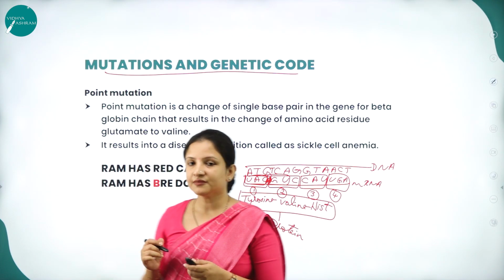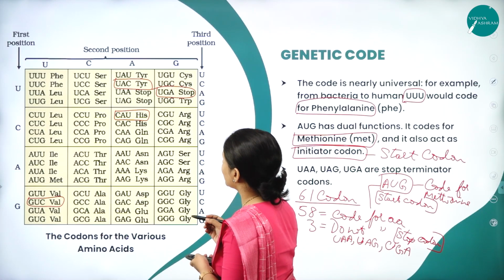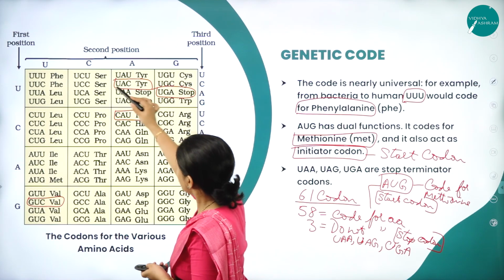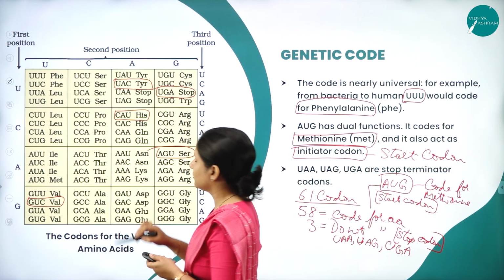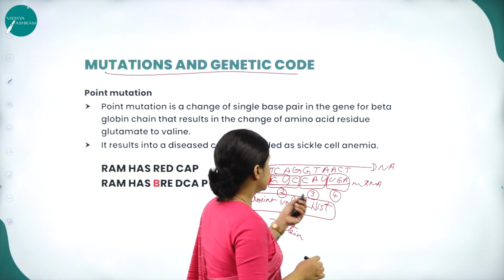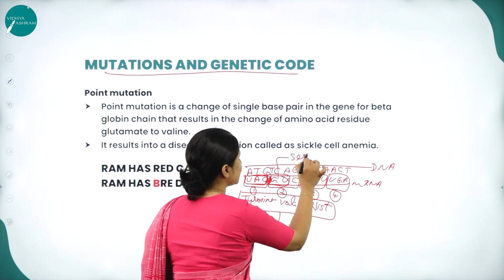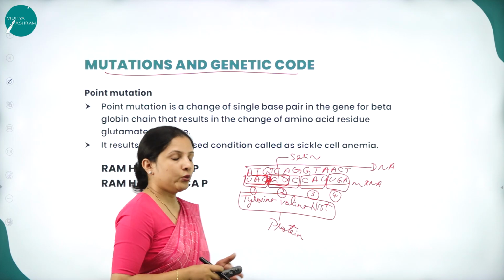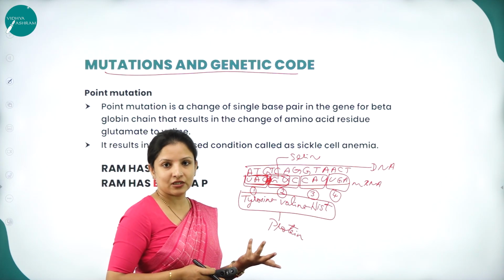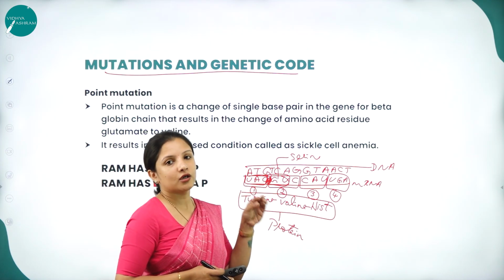So if it becomes AGU, what will happen? Now I'll see what AGU is. So AGU, it will be serine, right? So it will become serine. So now here it will become AGU, then it will start producing serine instead of valine. Will not the protein that will be produced change? So that is called mutation.